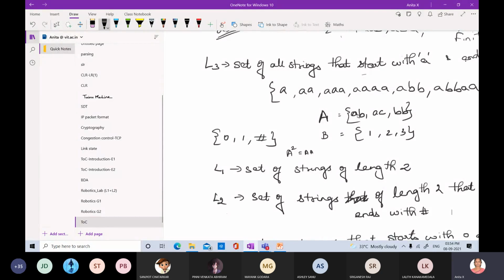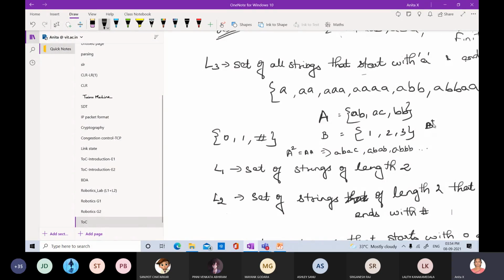So what are the possible strings in this language? I can have A, B, A, B. I can have A, B, B, B. Likewise, it goes on. Is that clear? Yes or no? Yes, ma'am. Yes, okay.